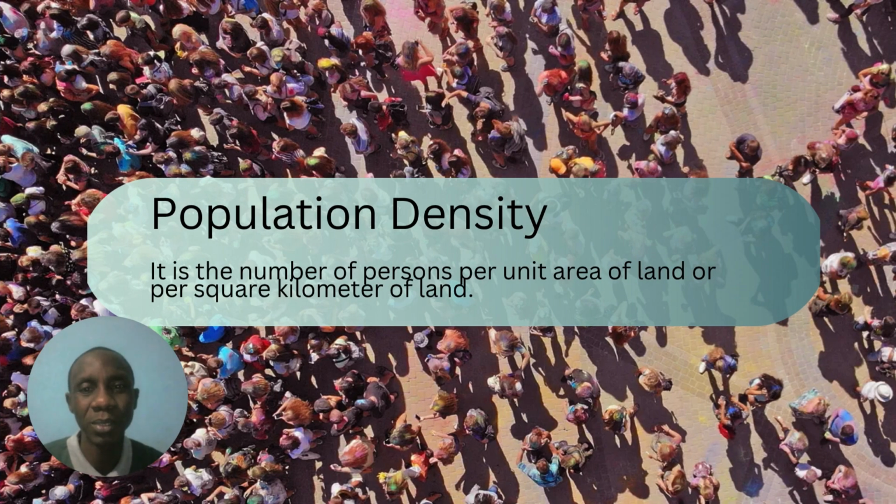Another population concept is population density. It is the number of persons per unit area of land, or per square kilometer of land. It is quite different from overpopulation. One should know that overpopulation does not necessarily mean a place that has a high population density or is densely populated. When you are talking about overpopulation, you are saying the number of people is too large for the available resources. But a place can have so many people packed within an area and not be overpopulated.